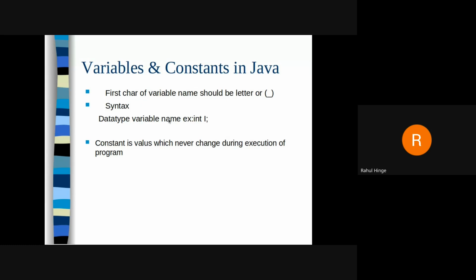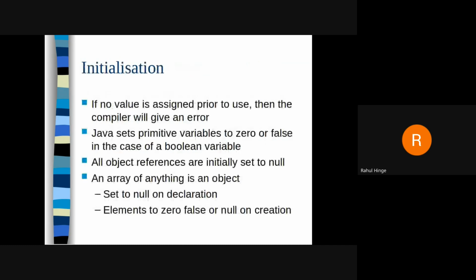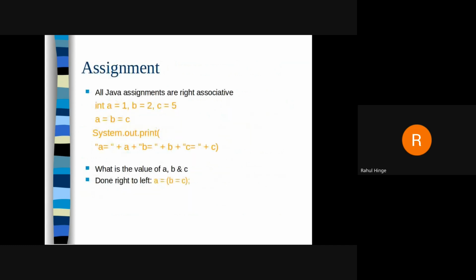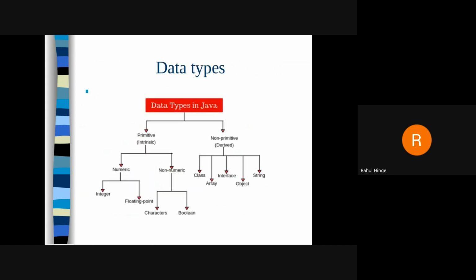Okay, let's move to the constant. A constant is a value which never changes during execution of a program, right? It is completely opposite to variables. A variable can definitely change during execution of a program, but a constant won't change. So initialization is not required. I'll share this PPT. I have shown this demonstration, right? Similarly, what are right or wrong statements.